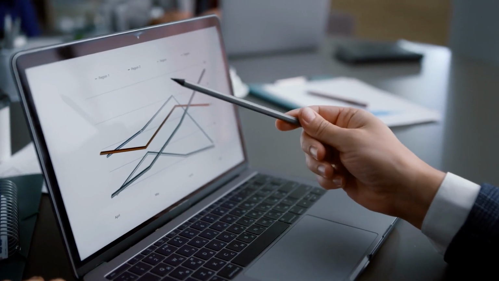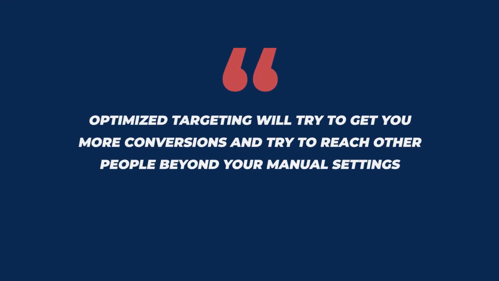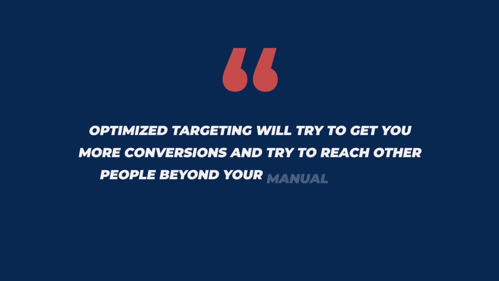So, for example, you have a campaign and you're getting conversions at a decent cost, and let's say you decide to turn it on while the campaign did not have this setting. So the campaign is live and you're getting conversions, and you decide to go into the ad group level settings and you turn this on. What it'll do is try to get you more conversions, and try to reach other people beyond your manual settings, so beyond the way that you set up your audience targeting and your demographics.